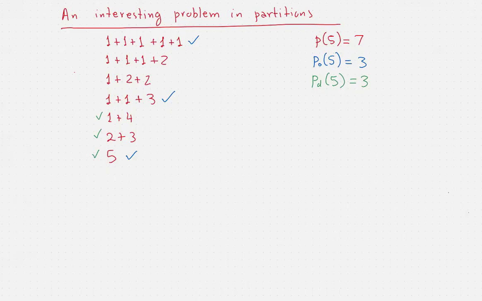So the problem that we're facing here is that, let's write it down, to prove that the amount of partitions of a number into odd components is the same as the number of partitions into distinct components.